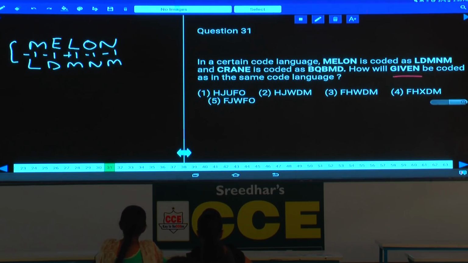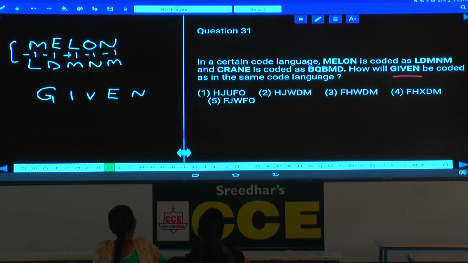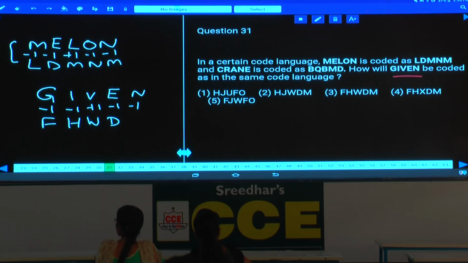Similarly, now in the word given, the same logic should be applied here. Minus 1, minus 1, plus 1, minus 1, minus 1. G minus 1 is F, I minus 1 is H, V plus 1 is W, E minus 1 is D, N minus 1 is M. F, H, W, D, M, and it is given in choice 3. Now question number 31, choice 3.